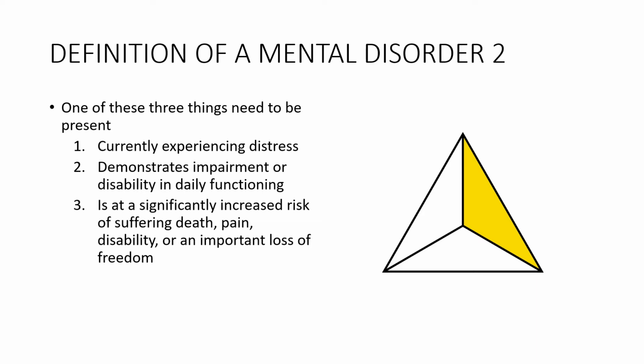One of these three things needs to be present when it comes to a mental disorder. Number one, currently experiencing distress. Number two, demonstrates impairment or a disability in daily functioning. And number three, is at a significantly increased risk of suffering death, pain, disability, or an important loss of freedom. So one of these three things needs to be present for us to move forward, okay? And usually people are expressing a lot of distress when they come in and see you.